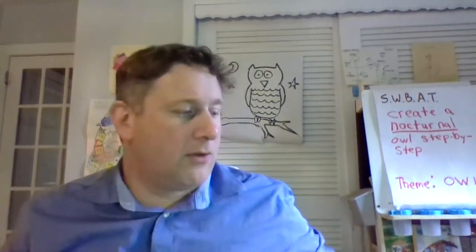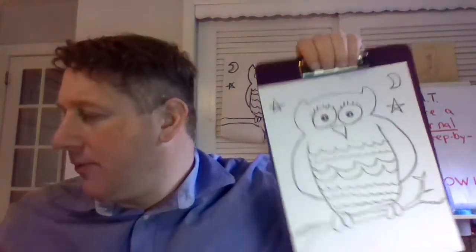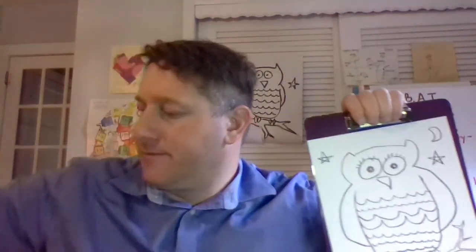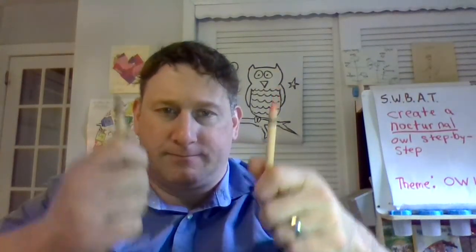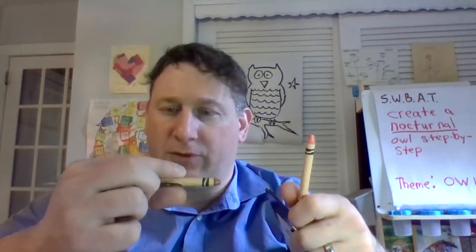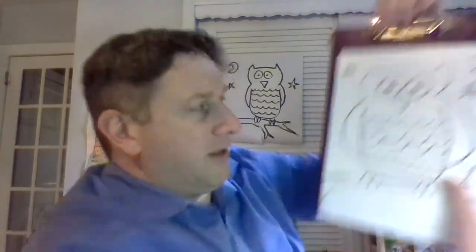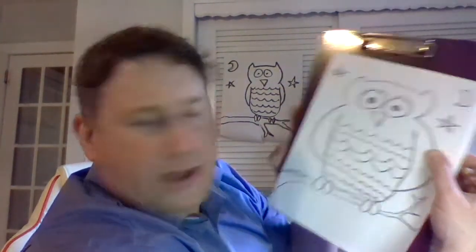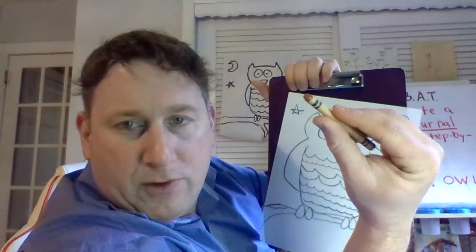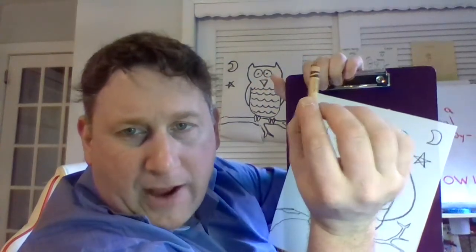I'm gonna start by coloring my owl. I would like to color my owl brown. So, point to the one that's brown. That's right, this one's the brown one. This is actually burnt sienna. This is gonna be the color of most of my owl. I'm going to use the back of the crayon to color it lightly. I'm gonna also hold it about halfway up.